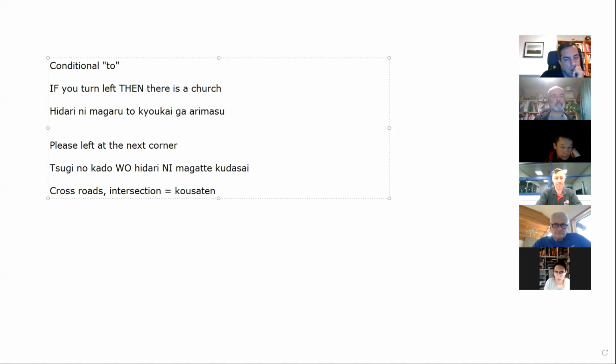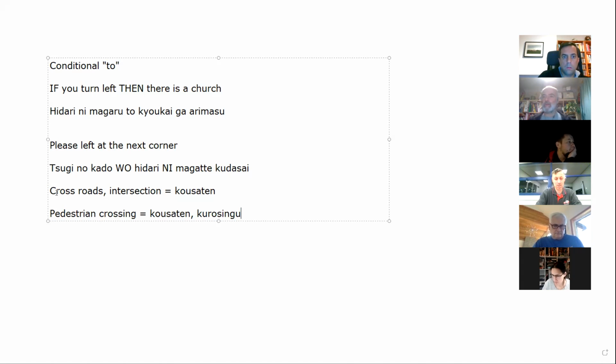And if you want to know the word for pedestrian crossing, then this will often be just kosaten again, or you can use crossing like this.